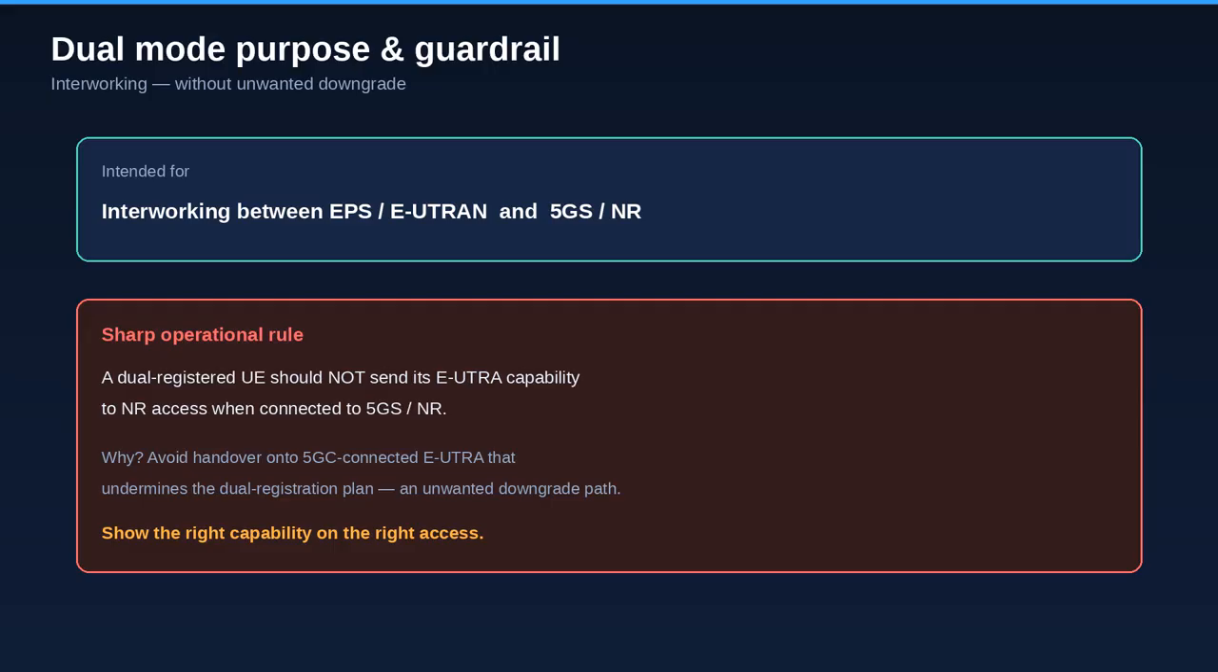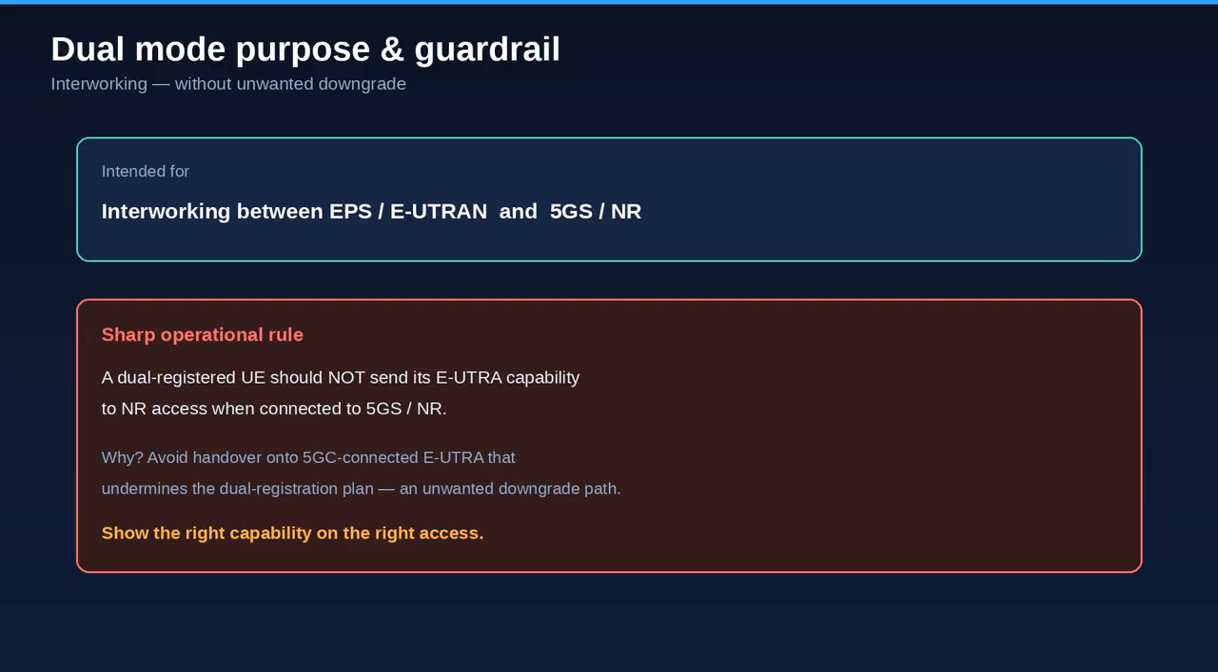There is a sharp operational rule that protects the 5G path. A dual registered UE should not send its E-UTRAN capability to NR access when it is connected to 5GS over NR. Why? To avoid being handed over to a 5GC-connected E-UTRA cell in a way that undermines the dual registration plan. Plain language.